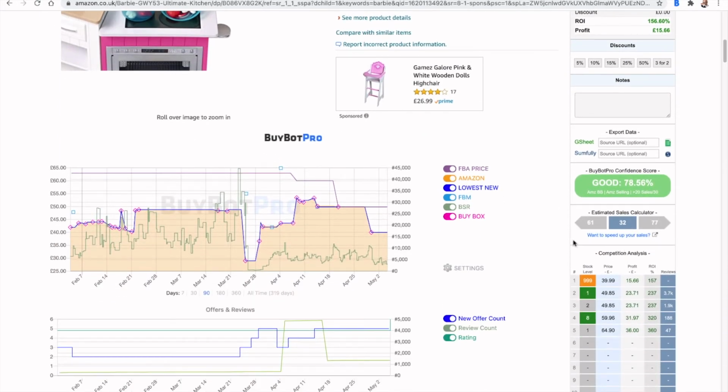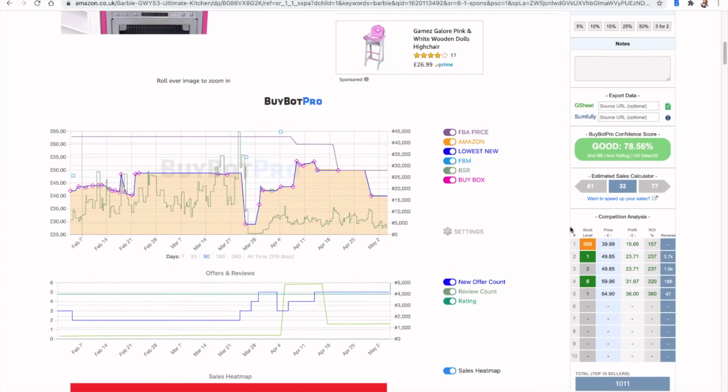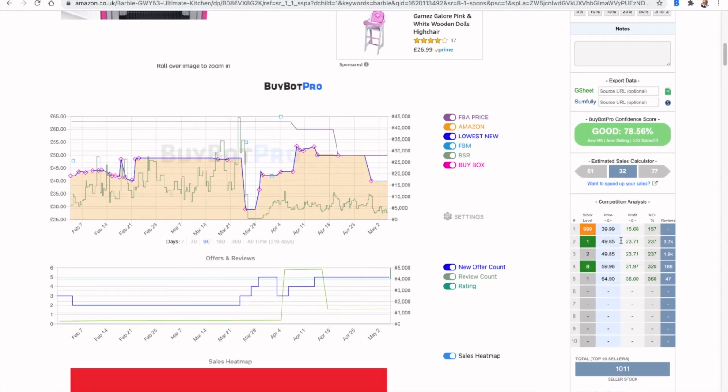So you come down and have a look at the estimated sales. So it's selling fairly well. It has times when it doesn't sell quite so well, but it's selling relatively well. And then I would continue to come down here. You've got your competition analysis. Now, Amazon have got 1,000 of them in stock.